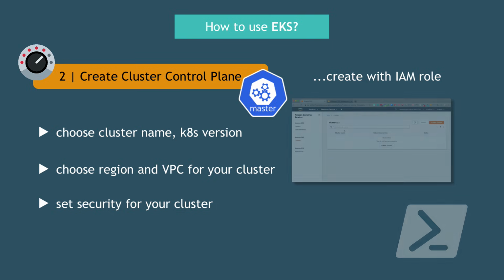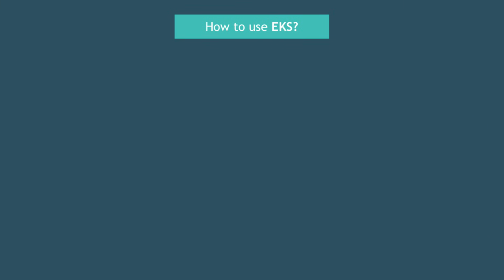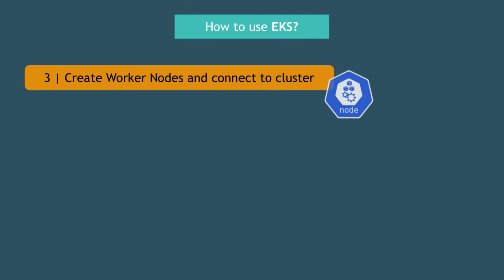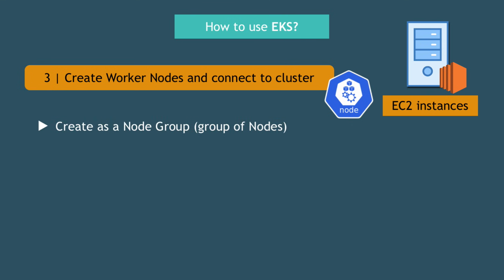The next step, once you have the control plane, once AWS creates all these master nodes, you have to create worker nodes and connect them to the cluster. On AWS, these worker nodes will be some EC2 instances with certain CPU, RAM, and storage resources. So how do we create worker nodes and add them to the cluster? We create them as a node group, or group of nodes, and not as separate EC2 instances.